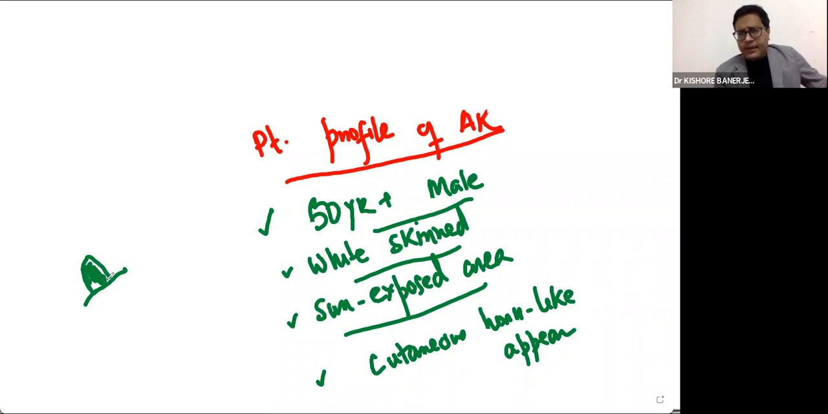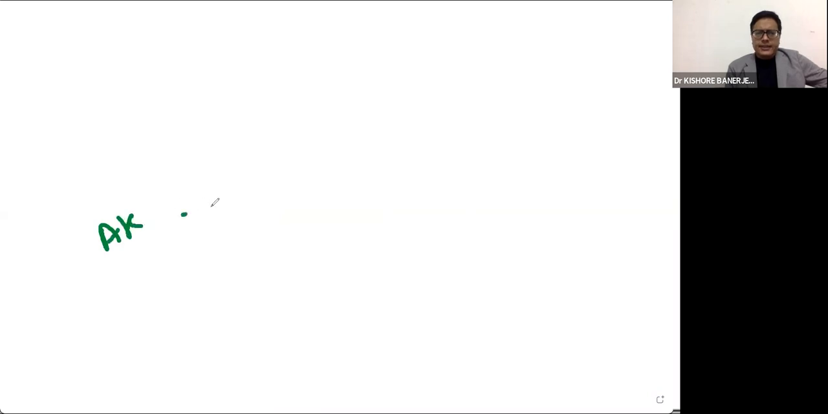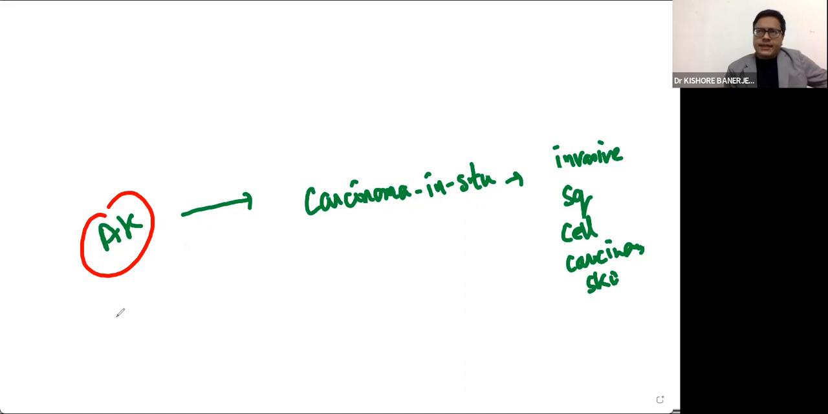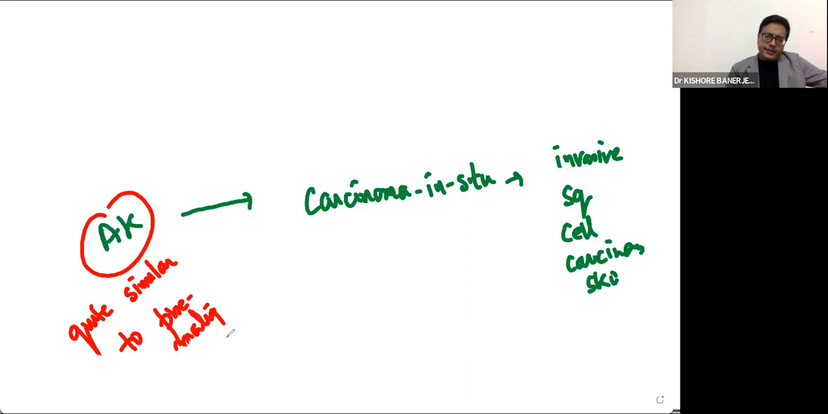Now, lastly, what is the importance of this lesion? I told you that actinic keratosis can progress to carcinoma in situ, and then to invasive squamous cell carcinoma, full-fledged squamous cell carcinoma of the skin. The idea is simple. In a way, this AK is quite similar to what we see in the female cervix, CIN, cervical intraepithelial neoplasia, or squamous intraepithelial lesions, the pre-malignant lesions of the uterine cervix.